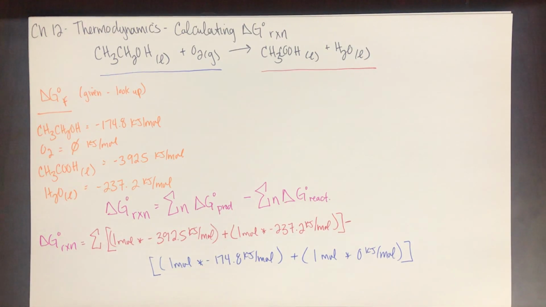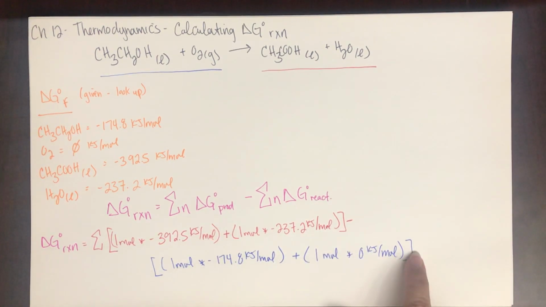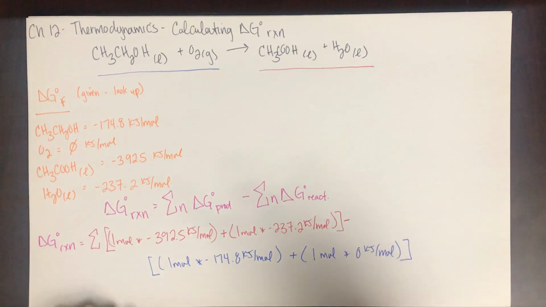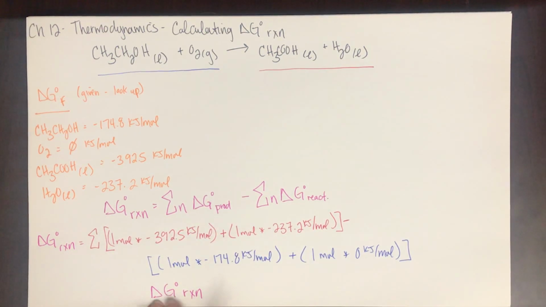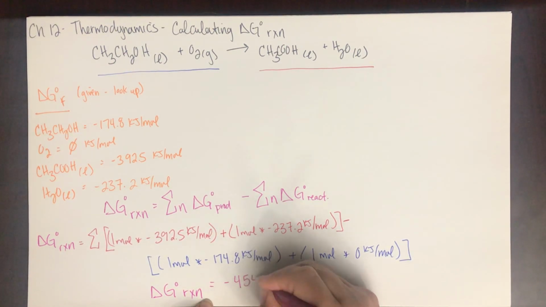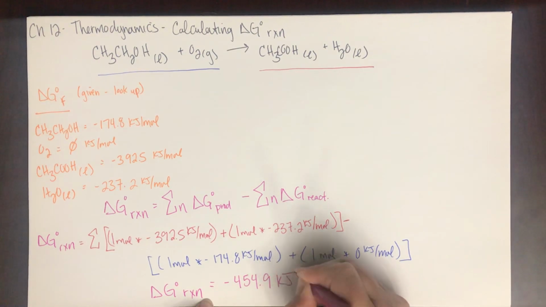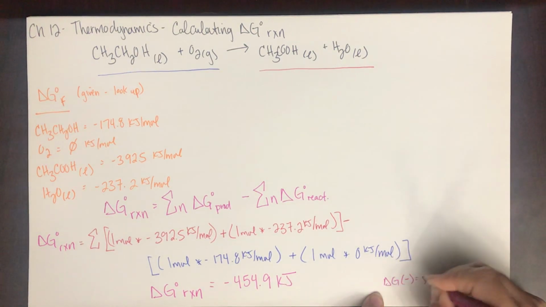So when you do this, for the products you should get something like negative 629.7, minus, for the reactants, something like negative 174.8. So that should give you a standard change in free energy of the reaction of negative 454.9 kilojoules. So again, a negative number. That means this is spontaneous.